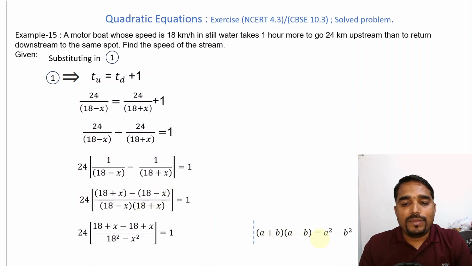(a + b)(a − b) is equal to a² − b². So that is what is applied here. Wherever there is a, there is 18, and wherever there is b, there is x. But coming to the numerator, the brackets have been opened for both the terms.